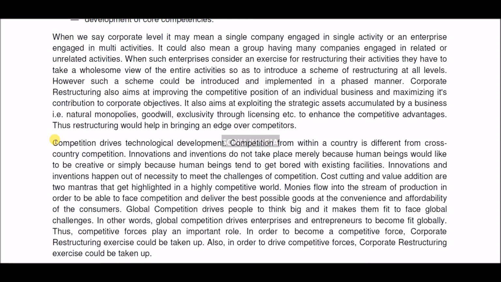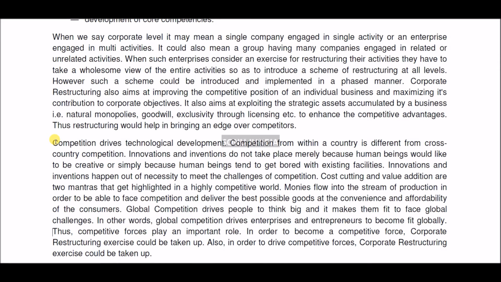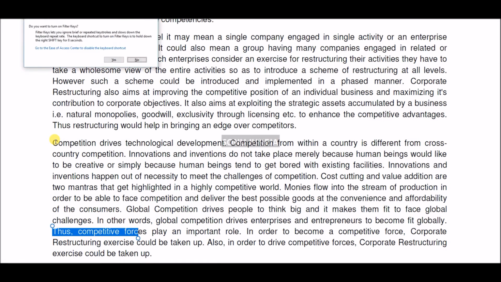In other words, global competition derives enterprises and entrepreneurs to become fit globally. यानी कि जितना competition होगा, you thrive for being successful in your corporate system, एंड आप चाहो कि आपकी कंपनी बाहर की कंपनियों से बेटर परफॉर्म करे, डोमेस्टिकली और इंटरनेशनली बोथ. सो कॉम्पिटिटिव फोर्सेस प्ले एन इम्पॉर्टेंट रोल.